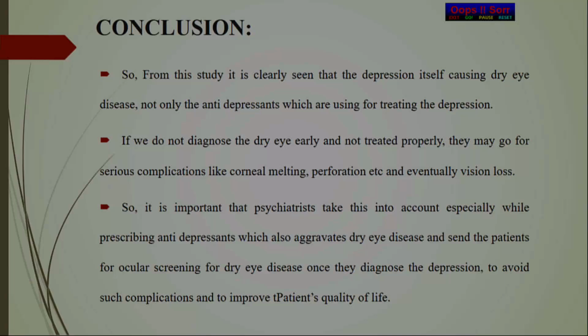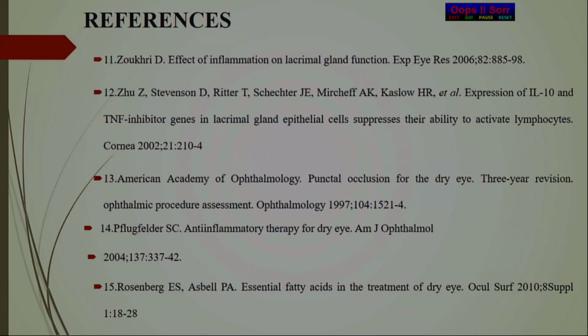If we do not diagnose the dry eye early and treat it properly, it may lead to serious complications like corneal melting, perforation, and eventually vision loss. So it is very important that psychiatrists take this into account, especially while prescribing antidepressants, which also aggravate dry eye disease, and send the patient for ocular screening for dry eye disease once they diagnose the depression, to avoid such complications and to provide patients quality of life. These are my references. Thank you.